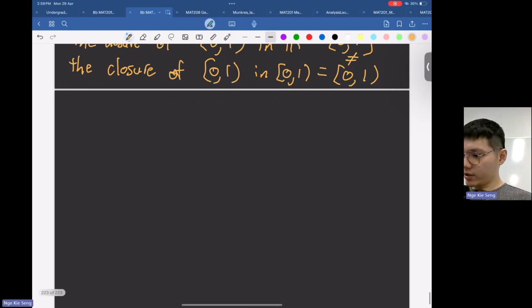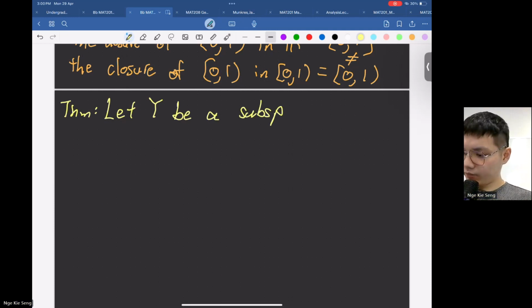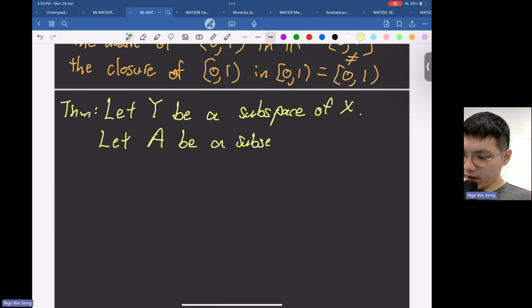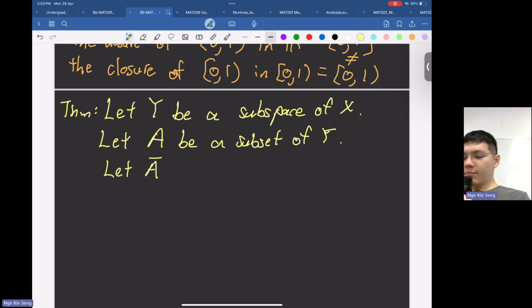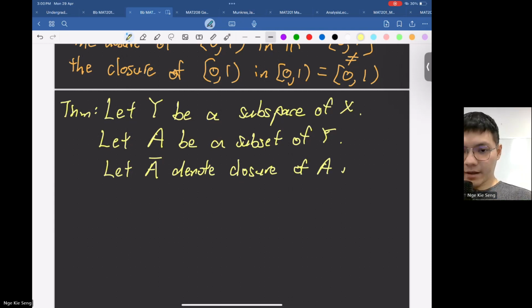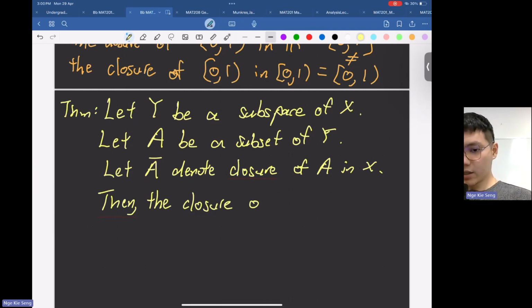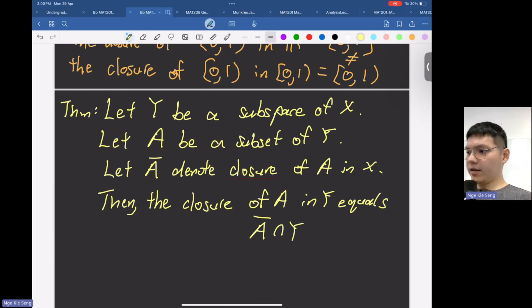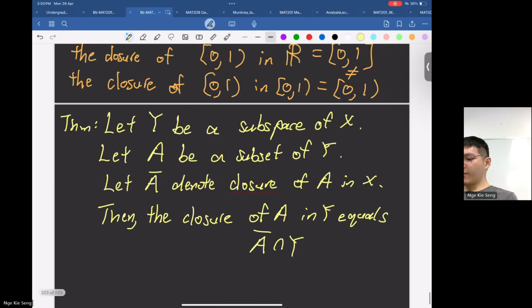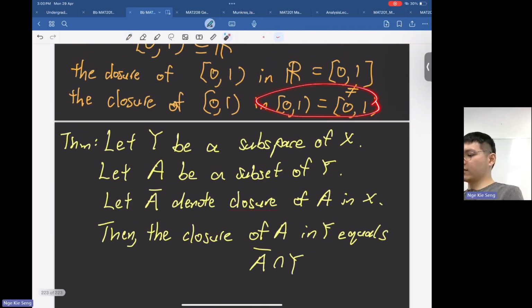Okay, so let me put this theorem here. Let Y be a subspace of X, and then let A be just a subset of Y. Normally when we put A bar, this bar usually means the closure in the bigger space, in X. So we don't have any notation for the closure of A in Y. This should be equal to A bar intersect Y. Assume this theorem, and this is the result we get.